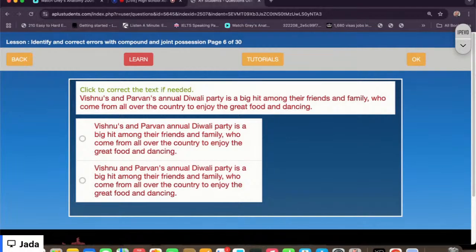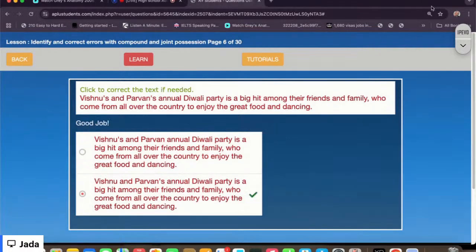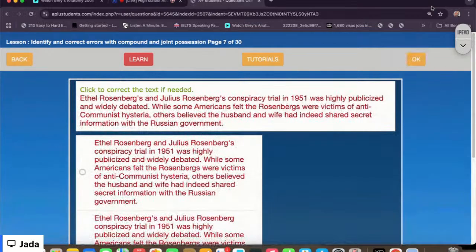Vishnu and Parvan's annual Diwali party is a big hit among their friends and family who come from all over the country to enjoy the great food and dancing. So Vishnu's and Parvan's annual Diwali party. So what would it be? They share a party, so it's just going to be the last noun that has the possession.